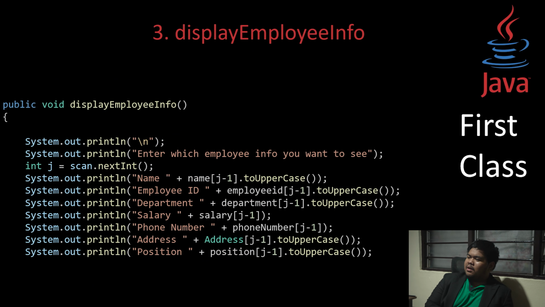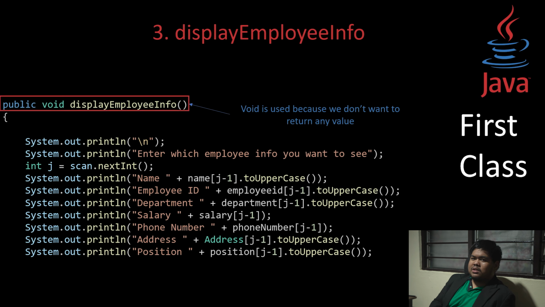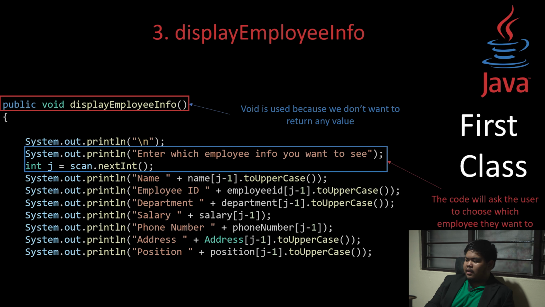Right, moving on. Number 3, display employee info. At the top here in the declaration, we are using void because we don't want to return any value here. Right here we only want to output text, right? So set it to public so we can use it in another class. At the part I have highlighted right here, in the code we ask the user to choose which employee they want to see if there is more than one employee. Let's say I have inputted 3 employees and I have put all of their data.